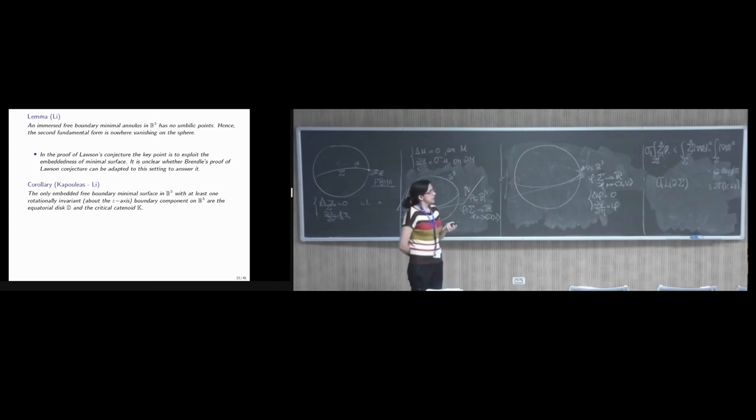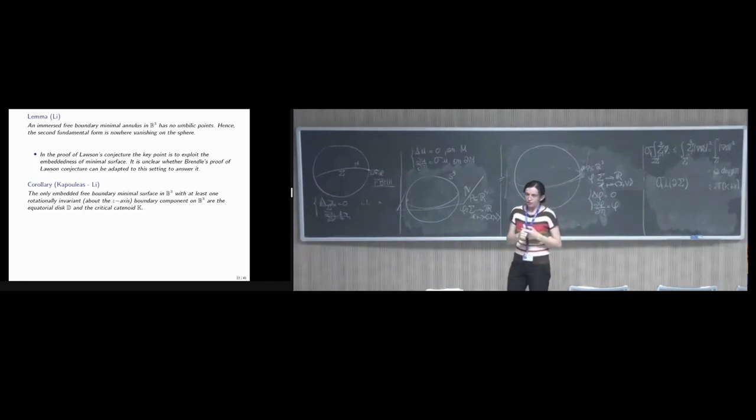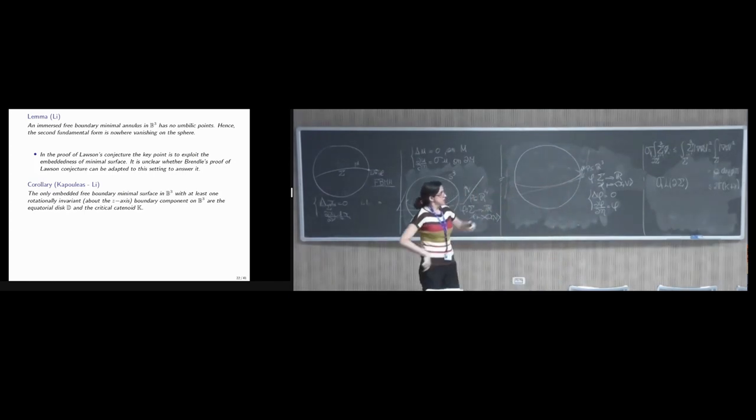They prove that the only free boundary minimal surface in the ball with at least some additional hypothesis, rotationally invariant about, for example, the XZ boundary component on the ball, is the equatorial disk or the critical catenoid. So if you have some information about the boundary, in this case, you can prove the conjecture about the critical catenoid.